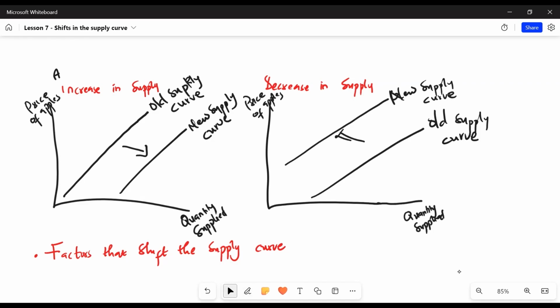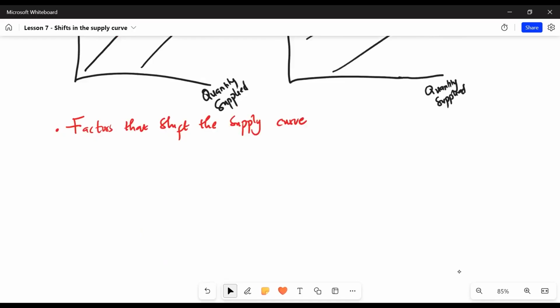So what we see here is that an increase in supply shifts the supply curve to the right, implying that higher quantity is supplied at each price. However, a decrease in supply shifts the supply curve to the left, implying that lower quantity is supplied at each price. Now let's look at the factors that shift the supply curve. The first factor that shifts the supply curve is input price.